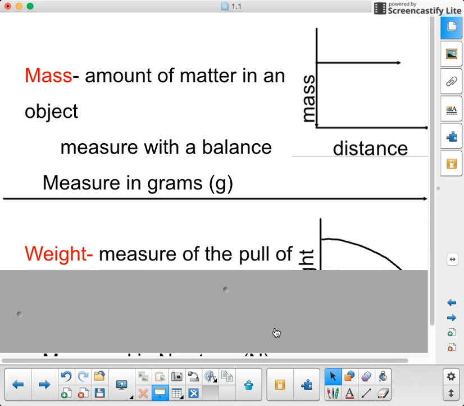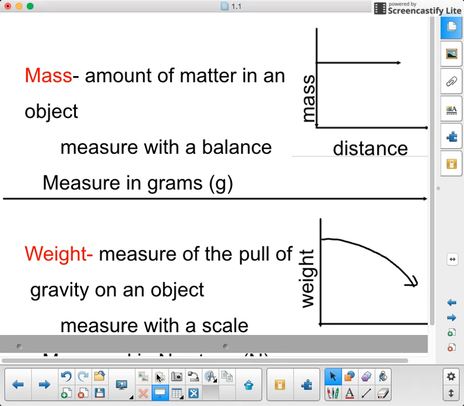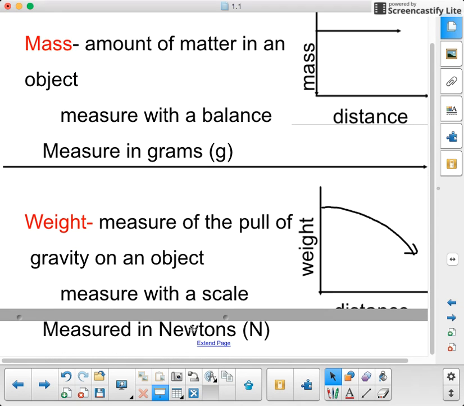In contrast, weight changes. Weight is a measure of the pull of gravity on an object. Weight is measured with a scale. And weight is measured in newtons in the metric system, uppercase N. So when you travel into space, the further you get from Earth, the less you weigh because there's less gravity the further you get from Earth.